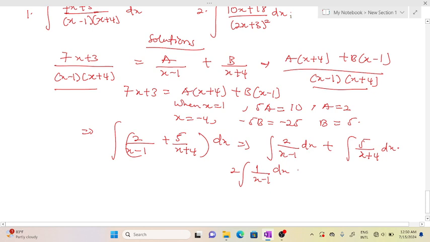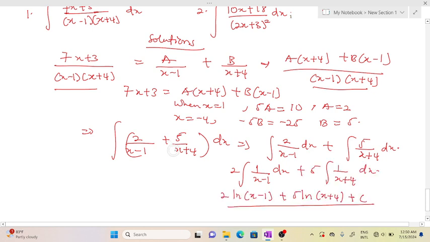Now, integral of 1 over x minus 1 is the same as natural log of x minus 1. So I'll simply have 2 multiplying natural log of the expression x minus 1 plus 5 multiplying natural log of x plus 4. Then we bring our plus c to it and we simply get our answer. So this is how we solve integration by partial fraction. I have a second problem here, so let's see how we solve that as well.